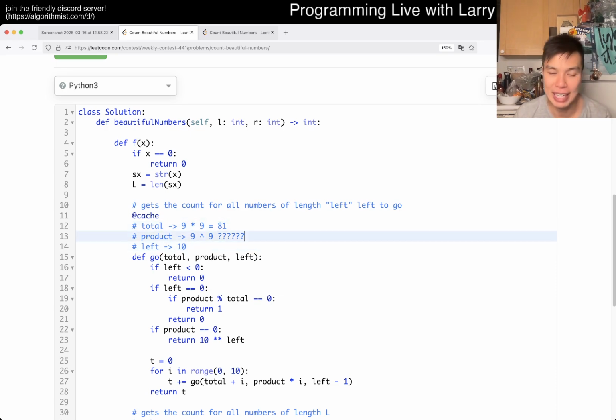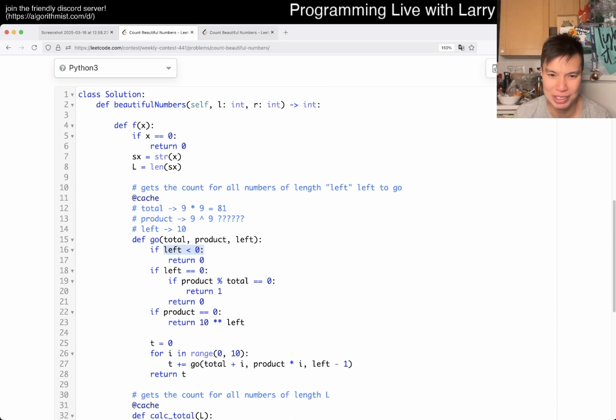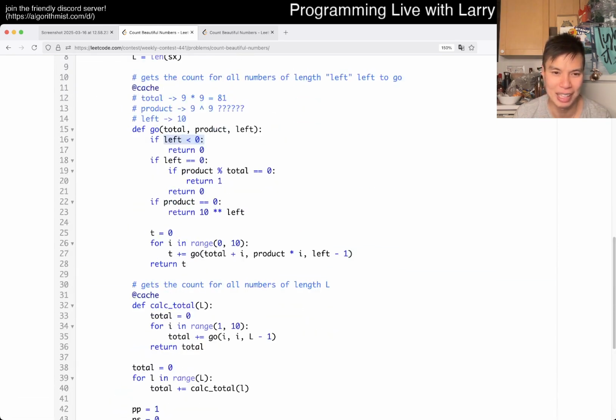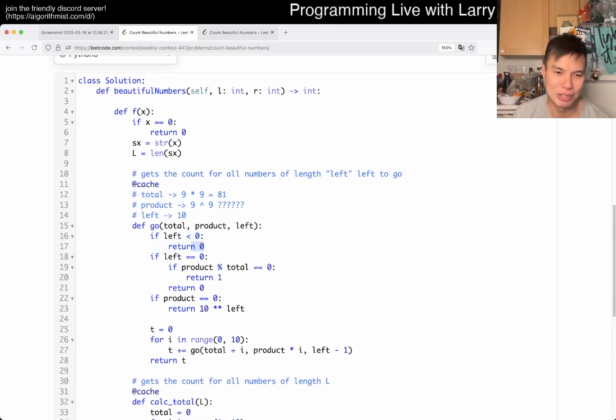And then I just did the case analysis, right? So if left is less than 0 for some reason, I probably just have weird places where I have, I don't know. Then we just return 0. If left is equal to 0, then now we can do the rule that they told us, which is product mod total is equal to 0. Then we have one number that's true. Otherwise, we return 0. And this is a shortcut that I did, which is that if product is equal to 0, then the answer is always going to be true, because 0 mod anything, except for 0, I suppose, is always going to be true.